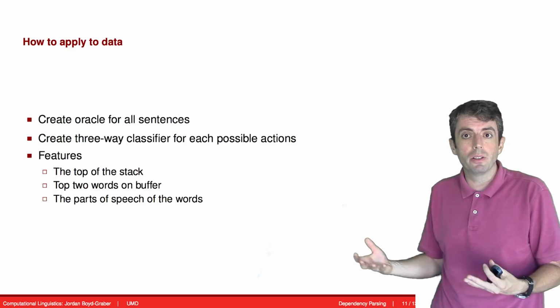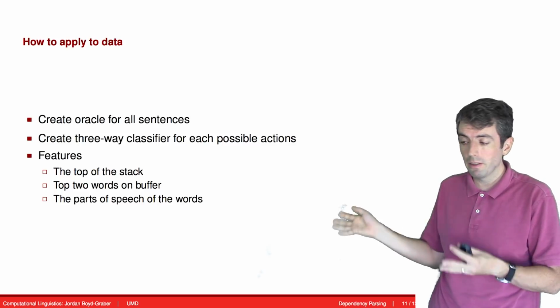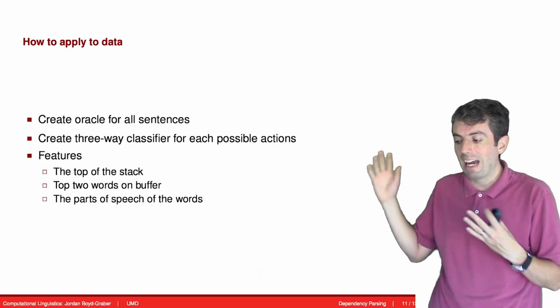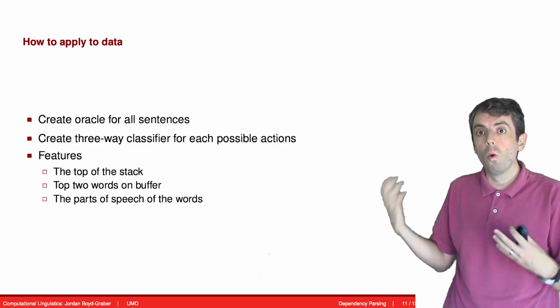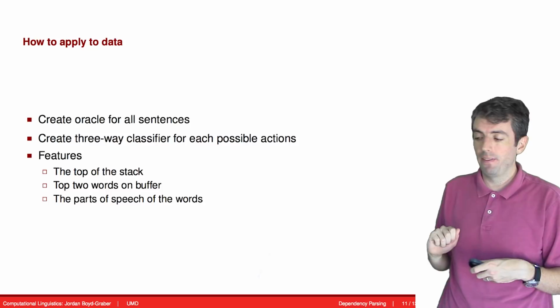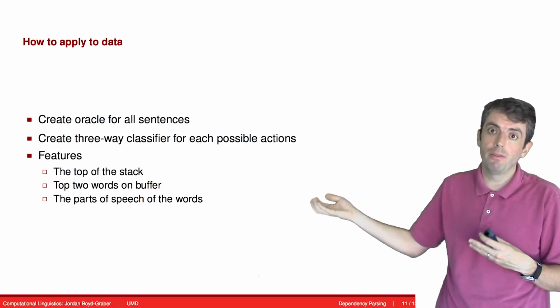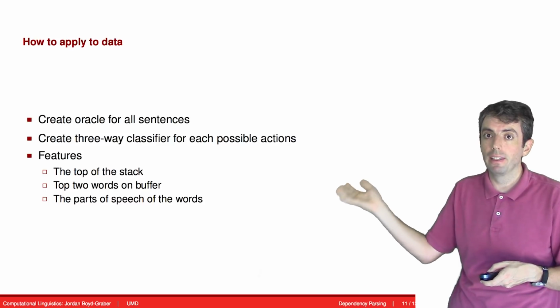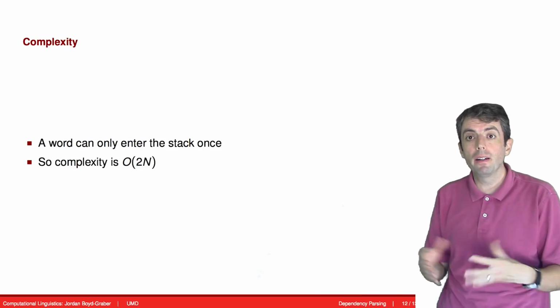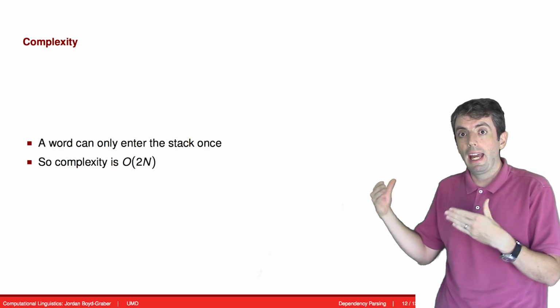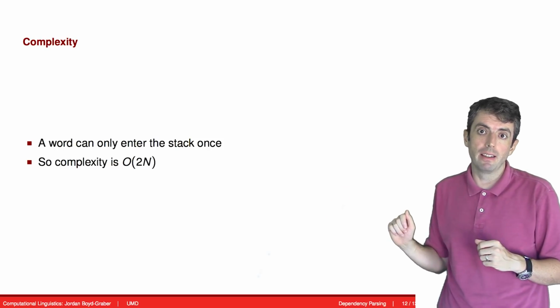And there are many things that you could encode. You can include vector representations, you can have the part of speech of the words, how much stuff is on the stack, what is the sentence position of this word. You can add all sorts of features to try to give your classifier clues about what it should do in this kind of situation. We talked about the complexity of arc-factored models and how you can parse them using the Eisner algorithm.